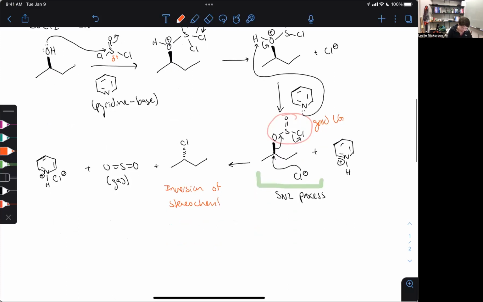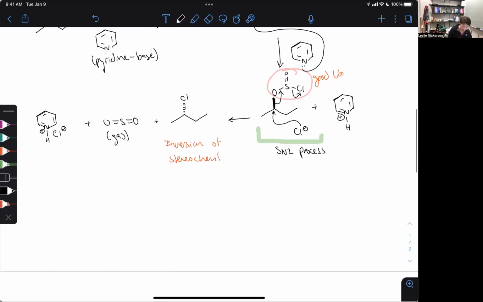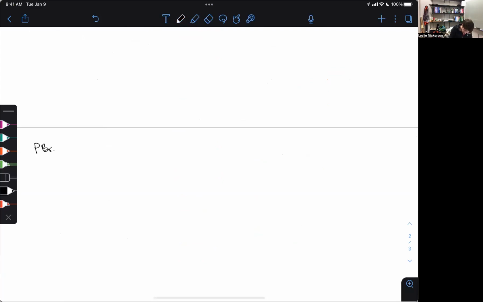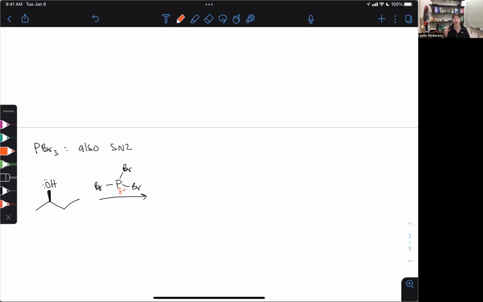Alrighty, so let's look at the phosphorus tribromide. Also SN2 here. So let's use the same substrate, just our secondary alcohol. And for this one, we just need PBr3. So we've got our phosphorus tribromide. That phosphorus is going to be our delta plus because I've got 3 bromines attached to it, so it's pretty delta plus. And I'm going to have my OH come in as a nucleophile, attack that phosphorus, and that's essentially going to be one SN2 reaction because I'm going to kick off a bromine here.